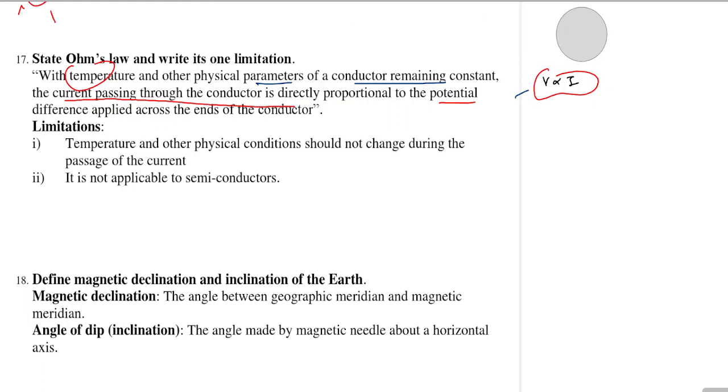Here, even though we define saying that the current passing through a conductor is directly proportional to the potential difference, we write this as V is proportional to I. Now we need to remove this and bring in a constant. You can say V is equal to I into R, where R is a constant of proportionality called resistance. The question says for 2 marks, state it and write till here saying R is the constant of proportionality called resistance. But in this case, it says write one limitation.